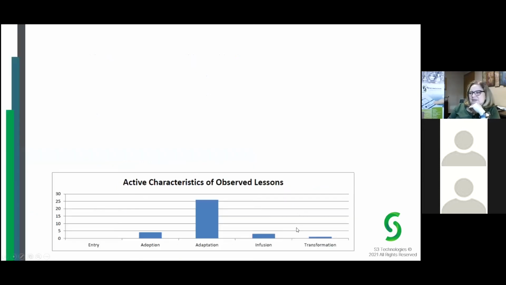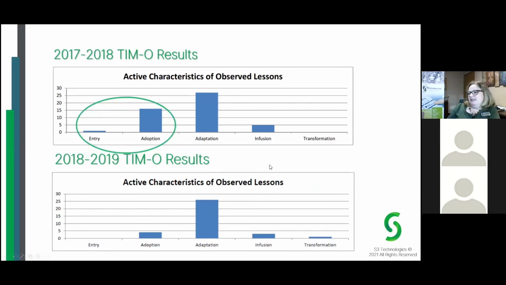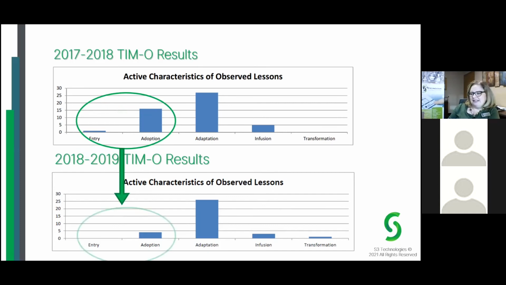So we showed them this, and then we can further drill down by the different characteristics. This is active, so we can see where we are on active. They're doing much better. The kids are active. The kids are the ones doing the technology. So that's good. We aren't seeing entry levels, more the teachers doing the action, so we aren't really seeing that. And we saw a drop even in adoption, so that's good.